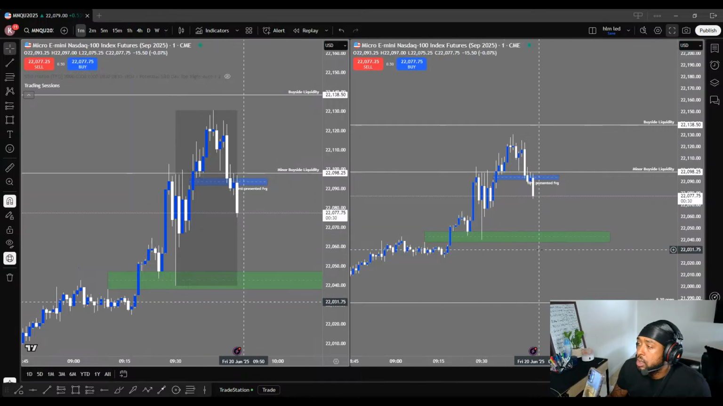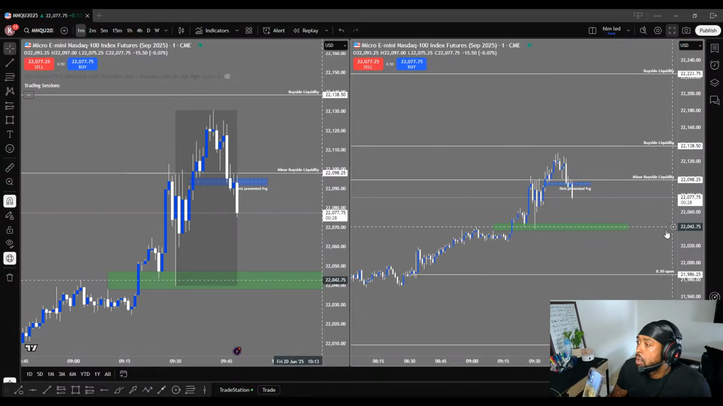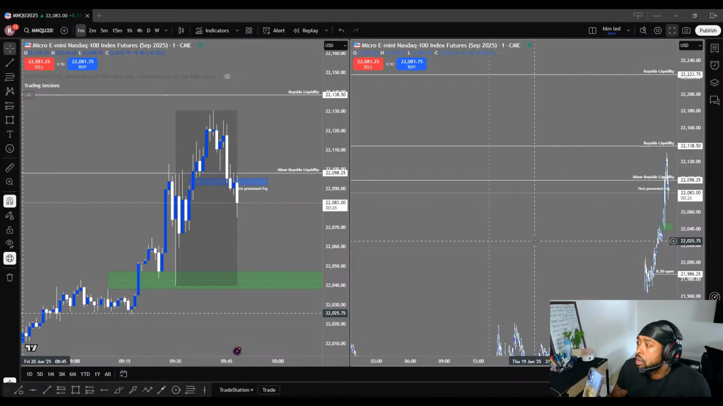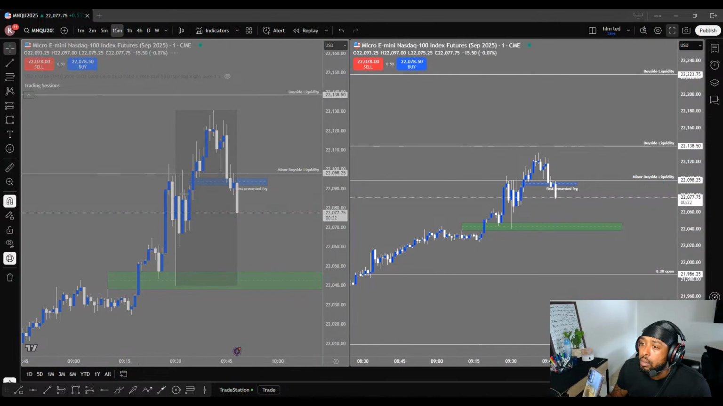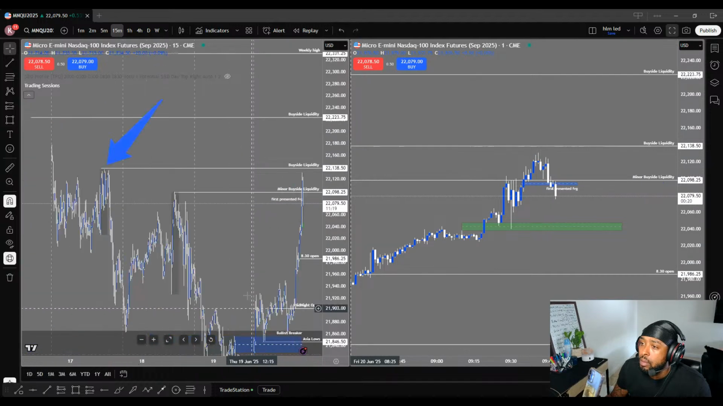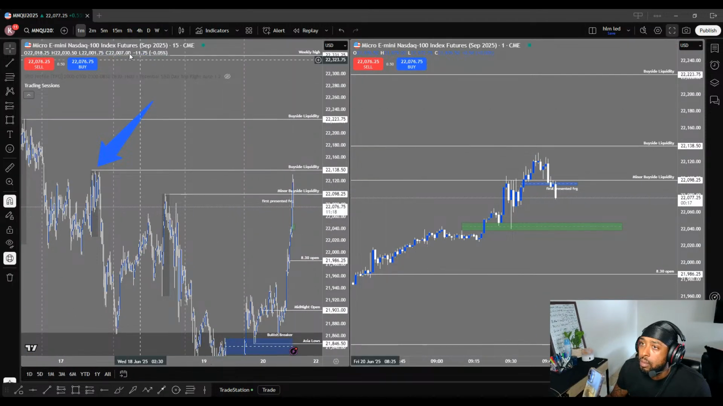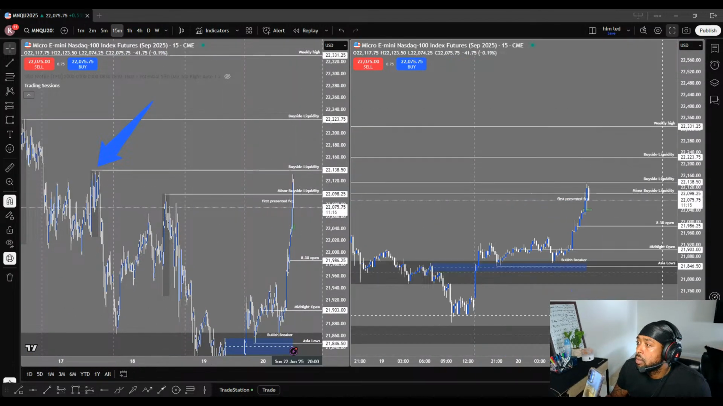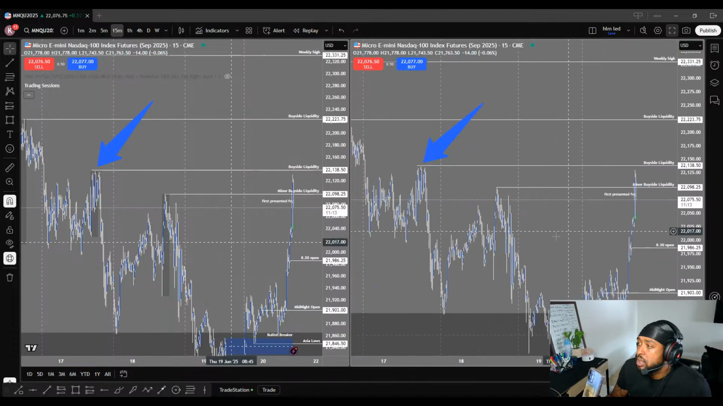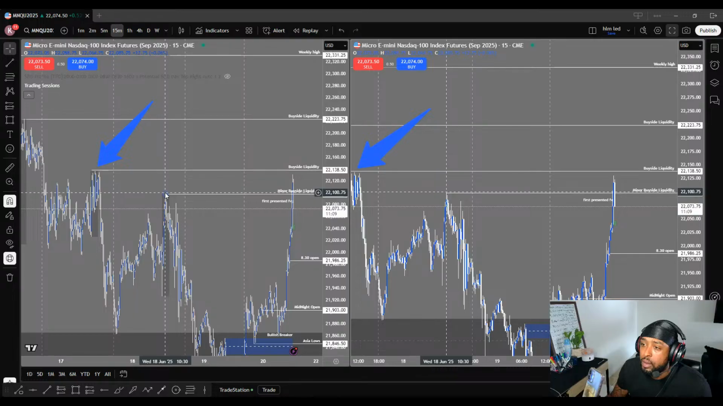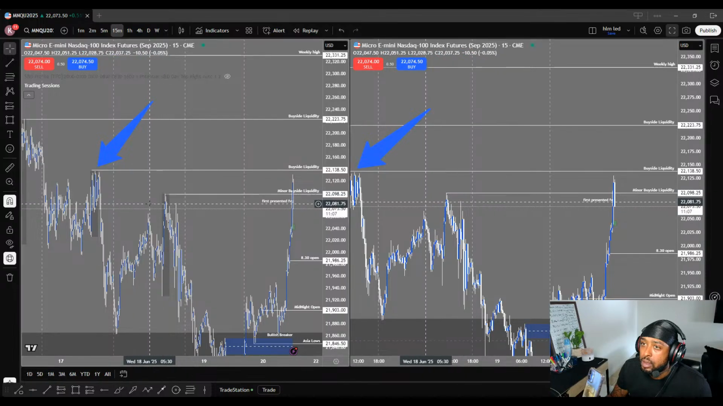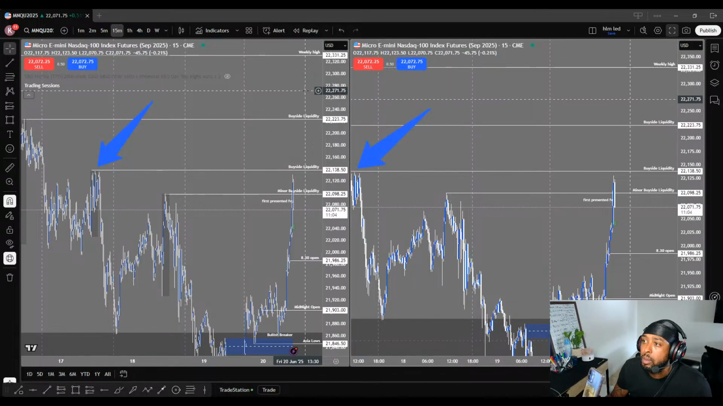I ain't gonna lie, the shorts looking good. Nah, ain't no SMT. You see? There's no SMT. So you see right here? This is ES. Oh shit, this is MNQ. I'm tripping.